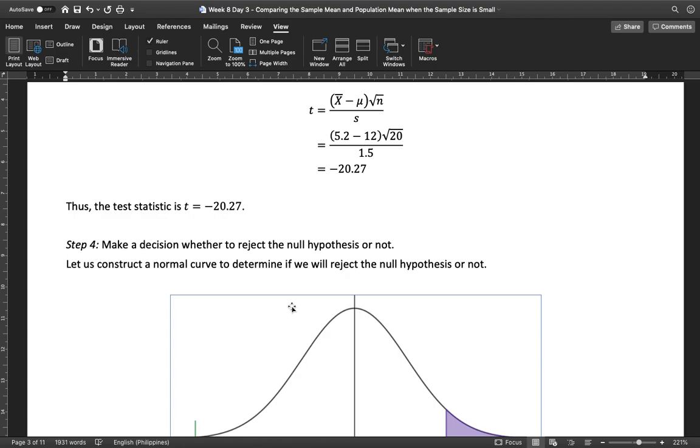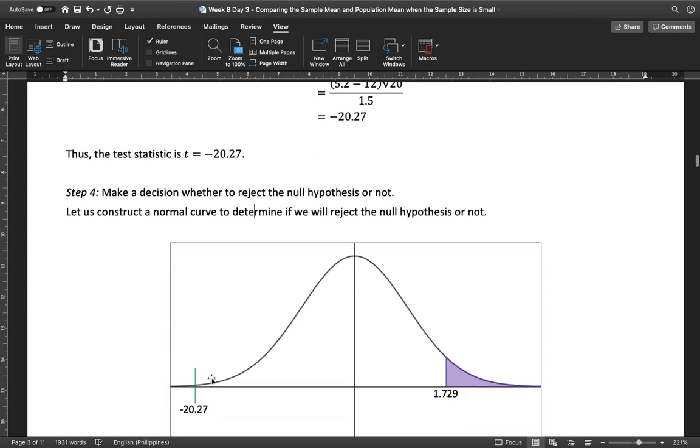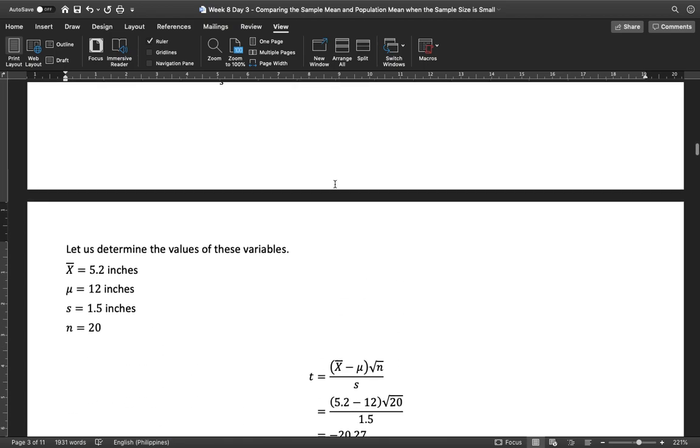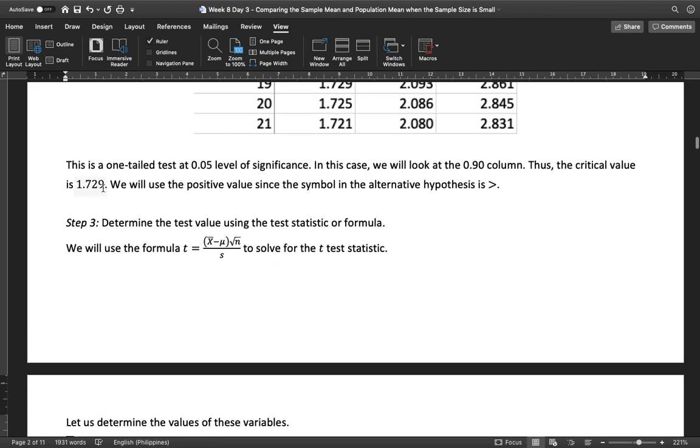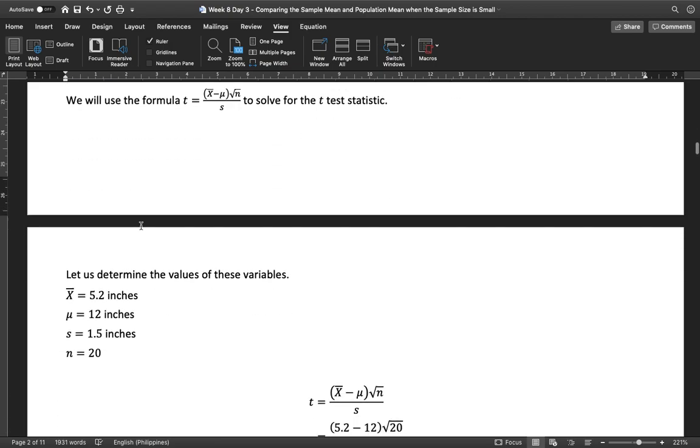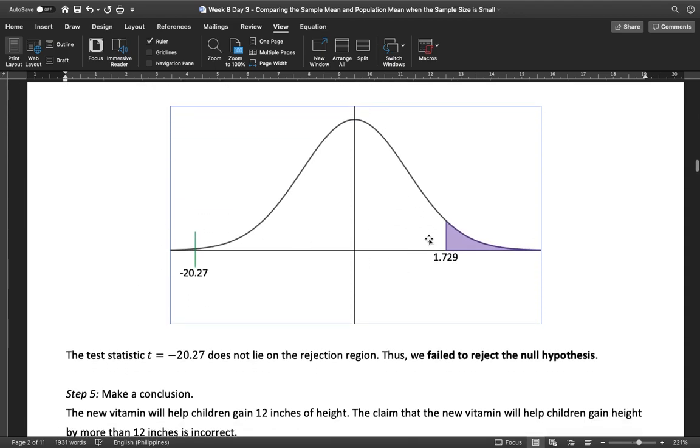So let's decide. Are we going to reject the null hypothesis or not? Kuha tayong normal curve. Let's plot the test statistic. It's right here, negative 20.27. And where is our critical value? Ano bang critical value natin? 1.729 and it is positive. So, plot natin, positive 1.729. And the rejection region, since greater than siya, going to the right.